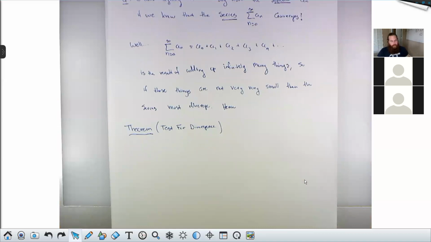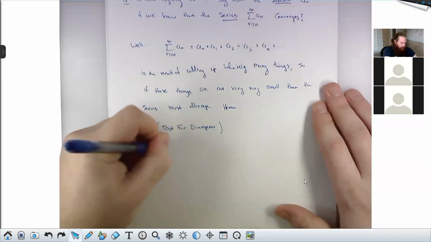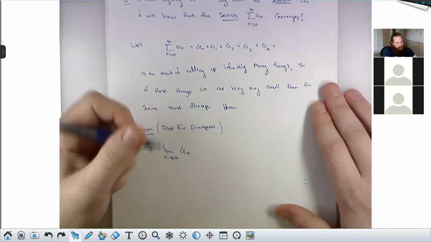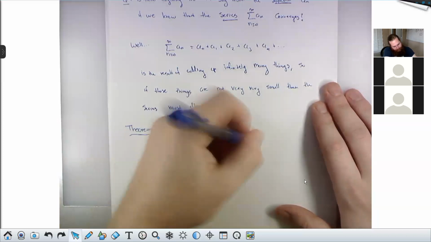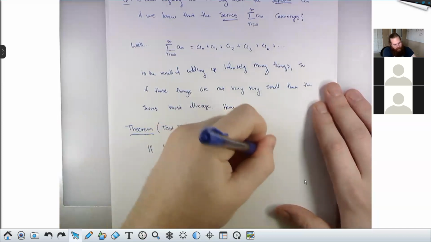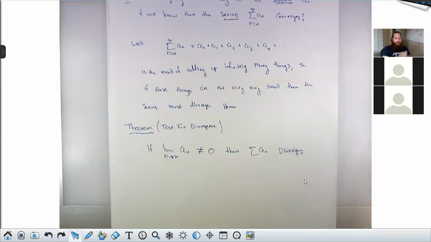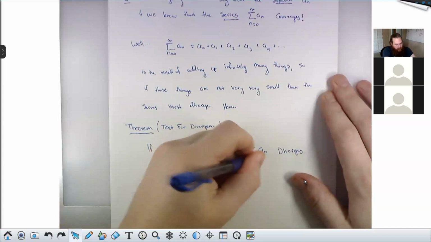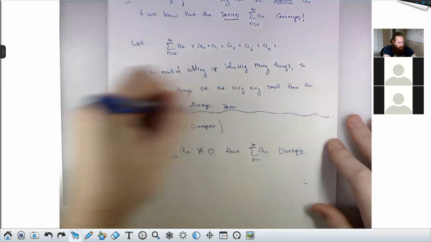So this first one, test for divergence, says this: if the limit as n goes to infinity of the a_n, if that is not 0, then the series sigma a_n automatically diverges. And again, you could include some bounds here, but you don't need to. You could say n equals 1 to infinity if you wanted to. But that's the result of this little discussion here.